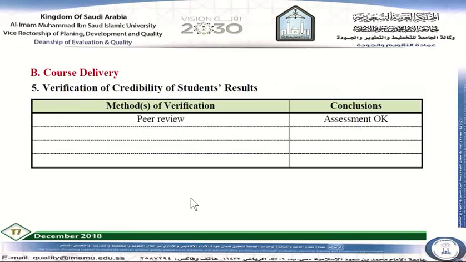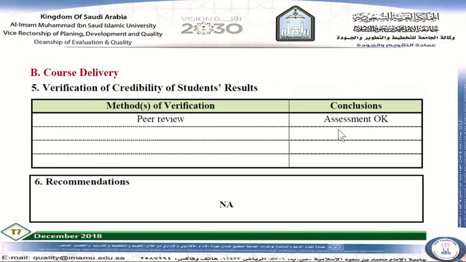In this table, we have the verification of the results, and this is done by peer review. Usually it is done on a random sample of the students' exams by different teaching staff. And here we write the conclusions that we got. So if the assessment is okay, it's fine. If not, we write the recommendations here, if we got some negative assessment.